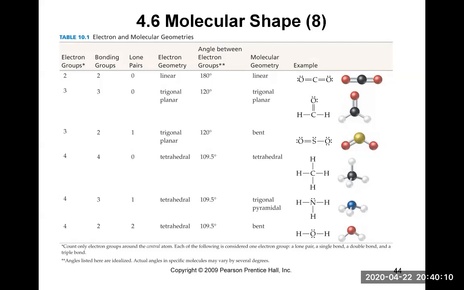Because the electron geometry shows the geometry due to the number of electron groups, but what you see for the final shape of the molecule is called the molecular geometry, and that's what you want to look at. And so you have typical examples for each of them.